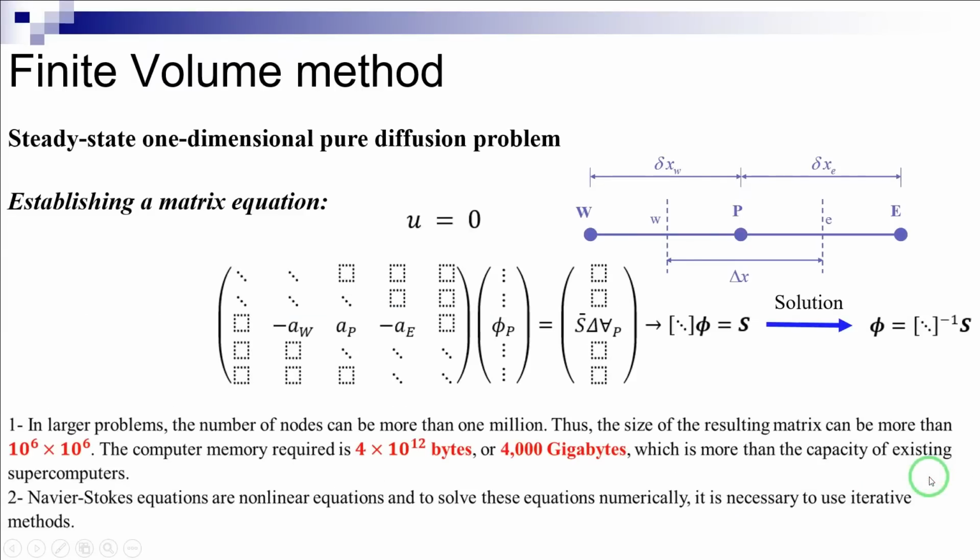However, for two reasons, such a method is not generally used in CFD. One, in larger and more complex problems, the number of nodes can be more than 1 million. Thus, the size of the resulting matrix can be more than 10 to the power of 6 times 10 to the power of 6. The computer memory required to store the information of this matrix is 4 times 10 to the power of 12 bytes, or 4000 gigabytes, which is more than the capacity of existing supercomputers.